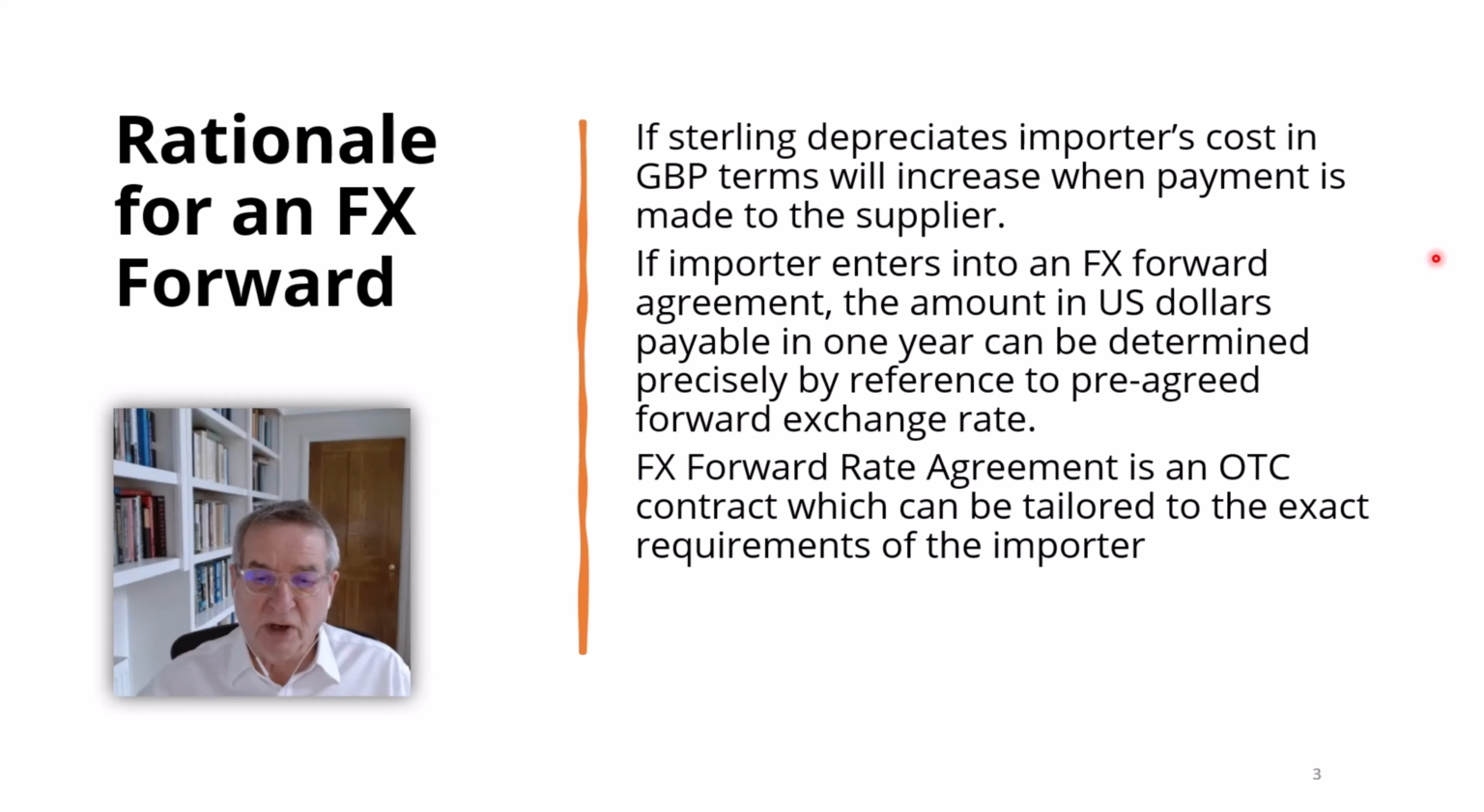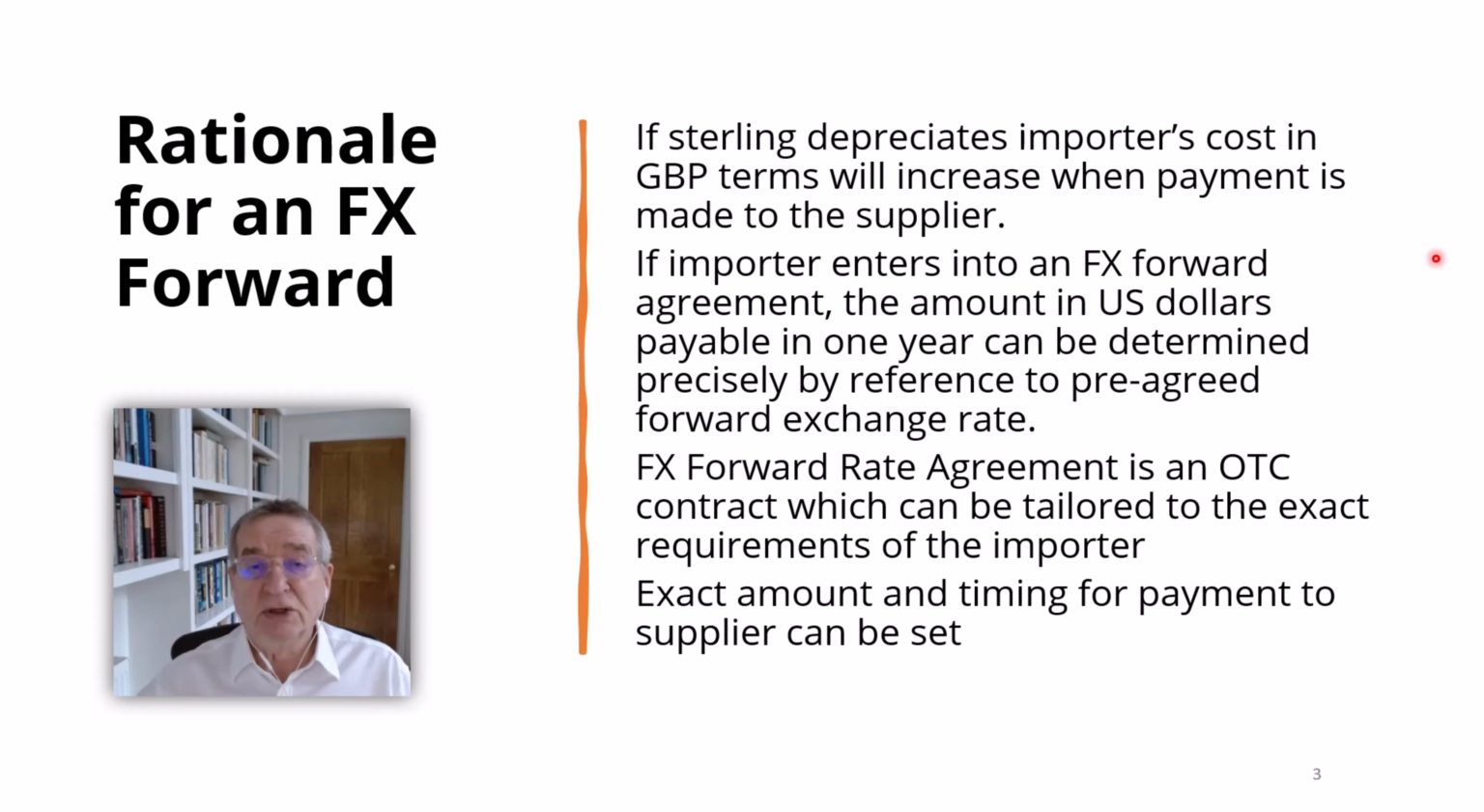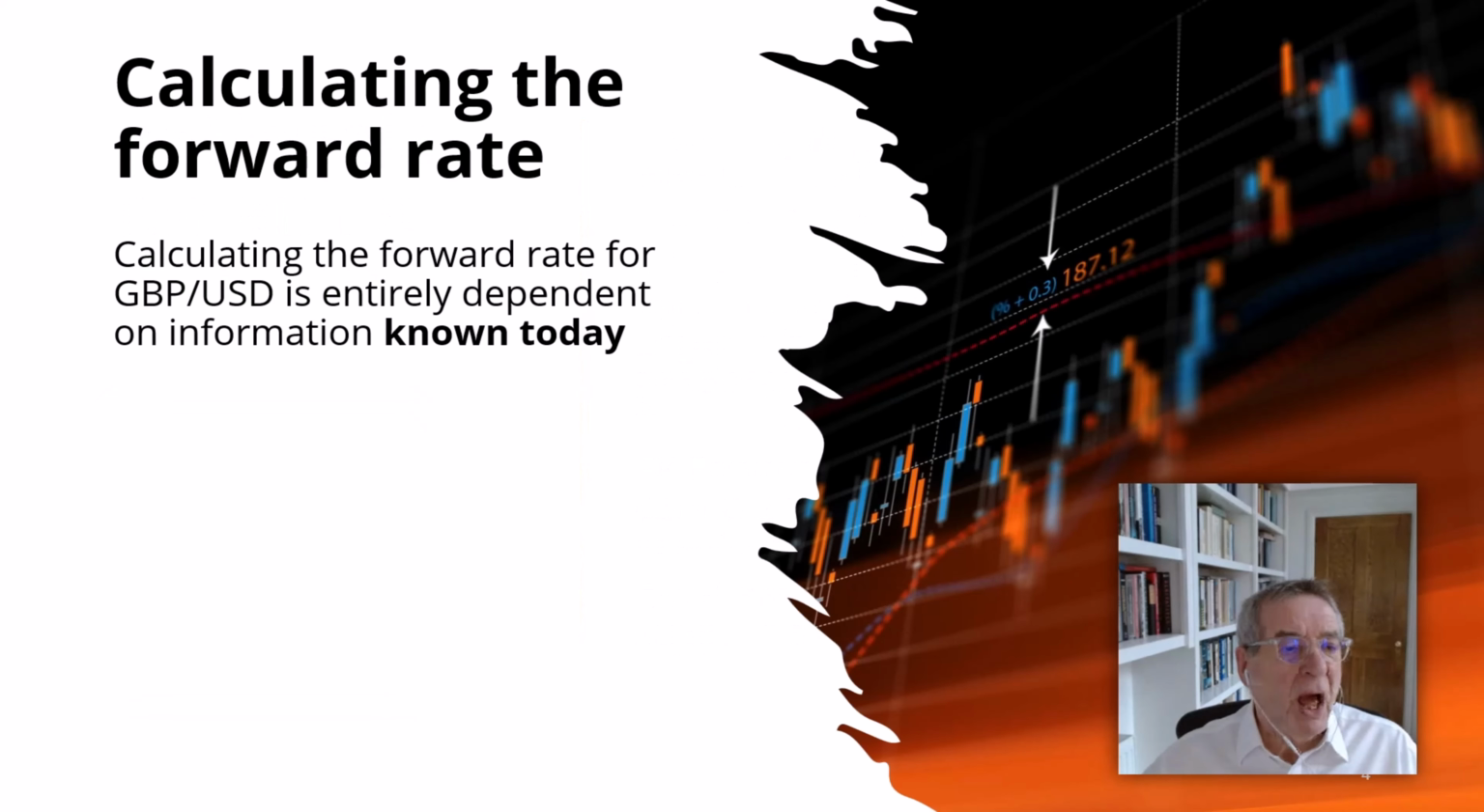The forward rate agreement, as I've said, is an OTC contract, and it can be tailored to the exact requirements of the importer. So the importer can set the exact amount that needs to be paid, the exact date on which the money is required, and so on. How would we go about calculating the forward rate?